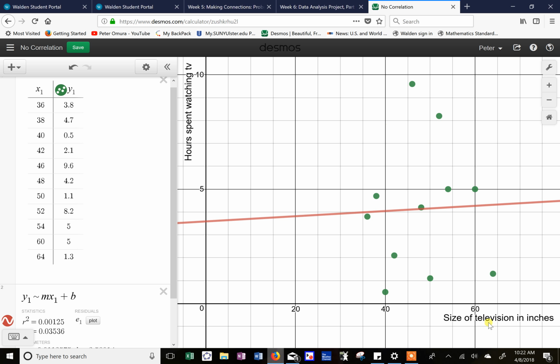And like I said, you cannot tell how much TV somebody watches based on the size of their television. And that's it. That's video 1.